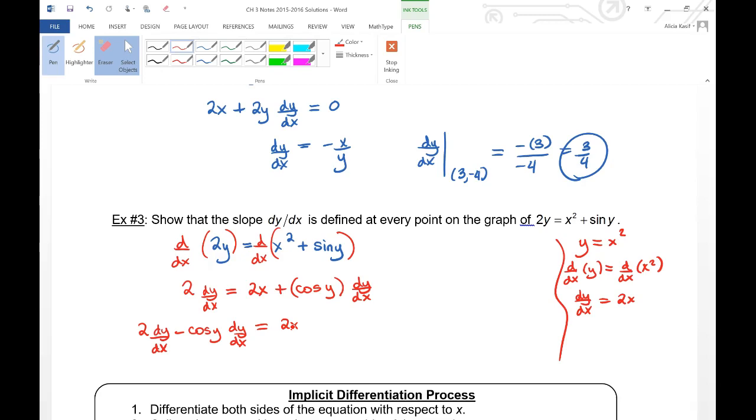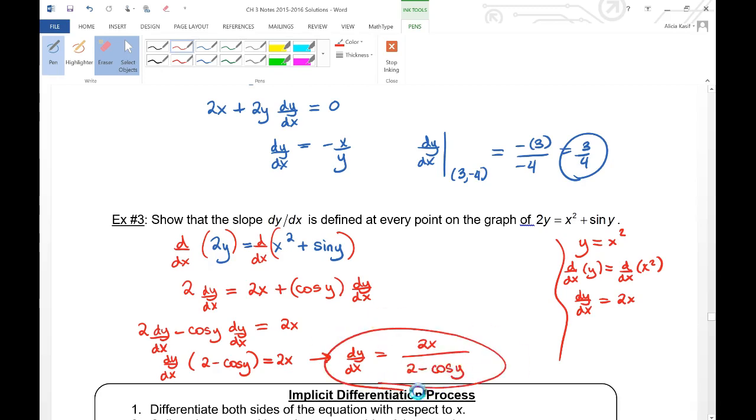Okay, now we can't combine these because they're not quite like terms, right? This has a cosine y. So I'm going to factor out dy dx. So I have dy dx times 2 minus cosine y equals 2x. So dy dx is going to be 2x over 2 minus cosine of y.